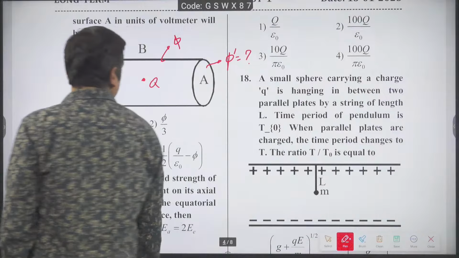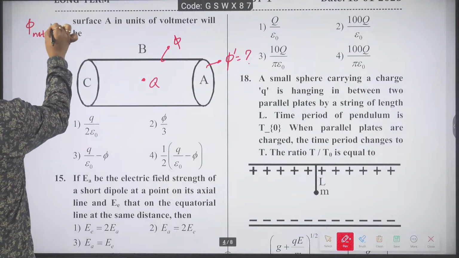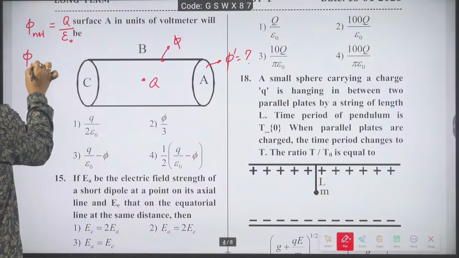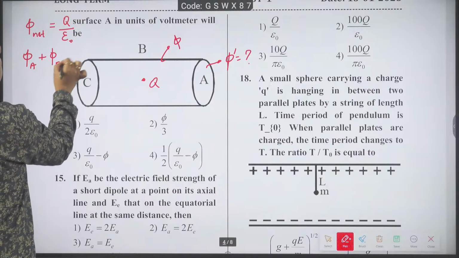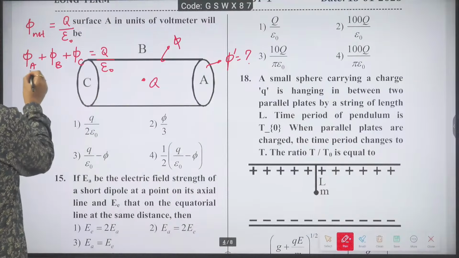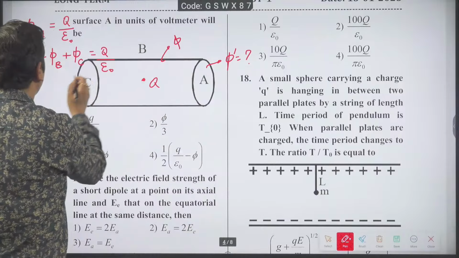Okay, look. The net flux will be q by epsilon naught. Net flux will be phi A plus phi B plus phi C equal to q by epsilon naught. They are asking what is phi A. Phi B through the curved surface B is phi only.